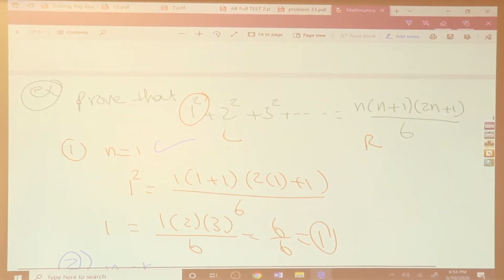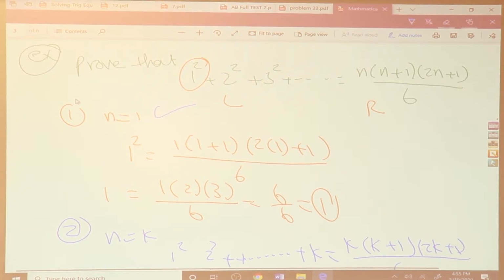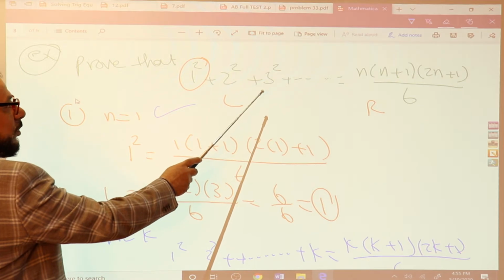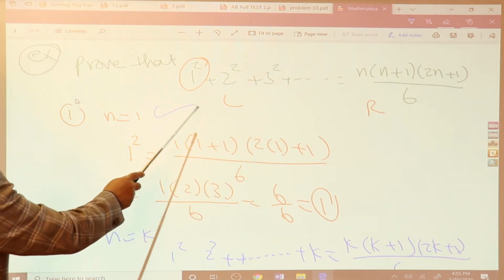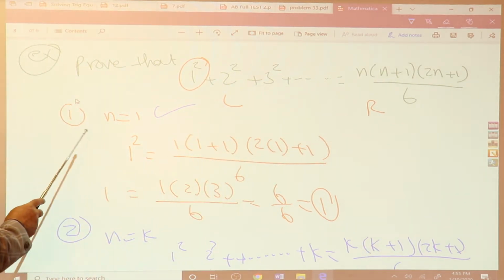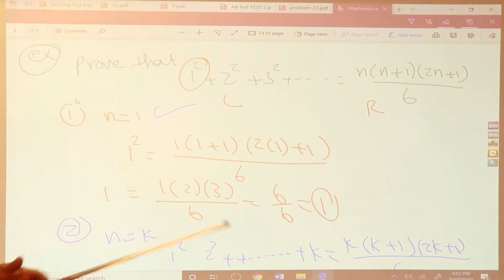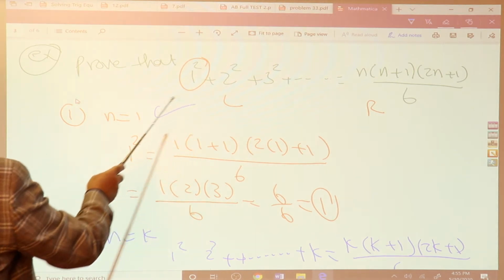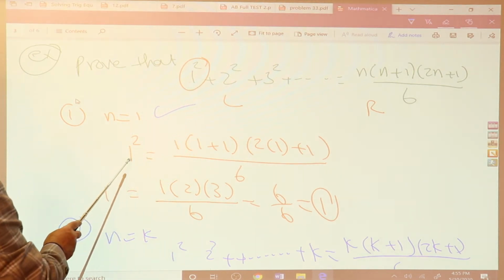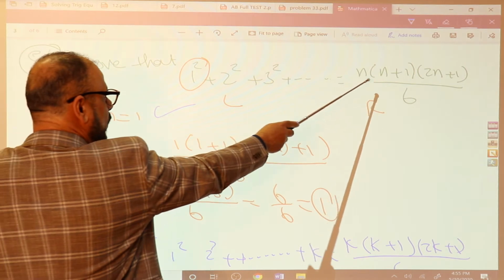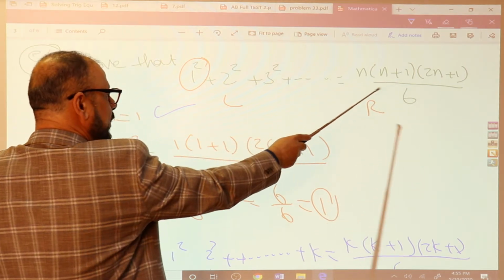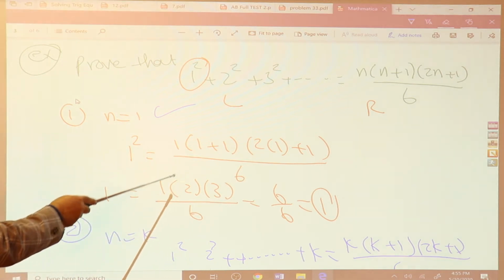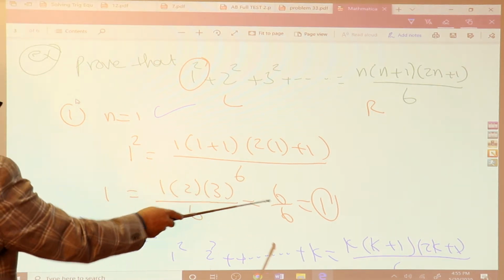Okay, let us go back to see what we did, step by step. We need to prove this one, the sum of squares formula. This is the left side, this is the right side. When n equals 1, I'm repeating my steps, you plug 1 in both sides. 1 here gives you 1 in the left side. In the right side, 1 times 1 plus 1 times 2 plus 1, that is 1 times 2 times 3, which is 6, over 6 is 1.